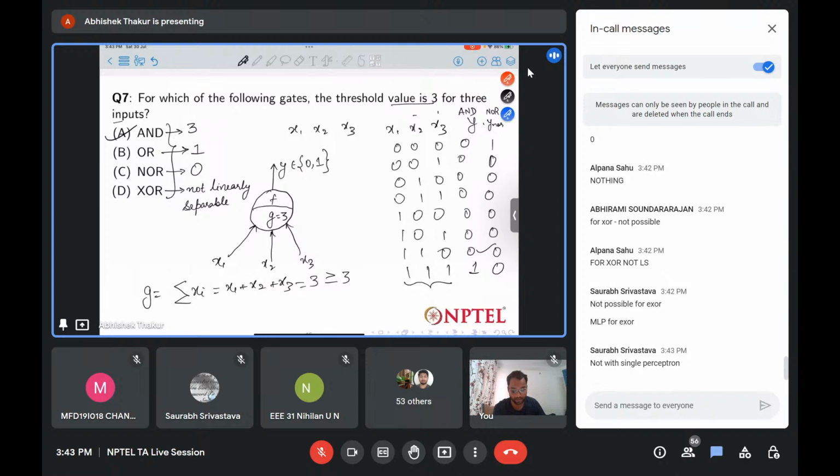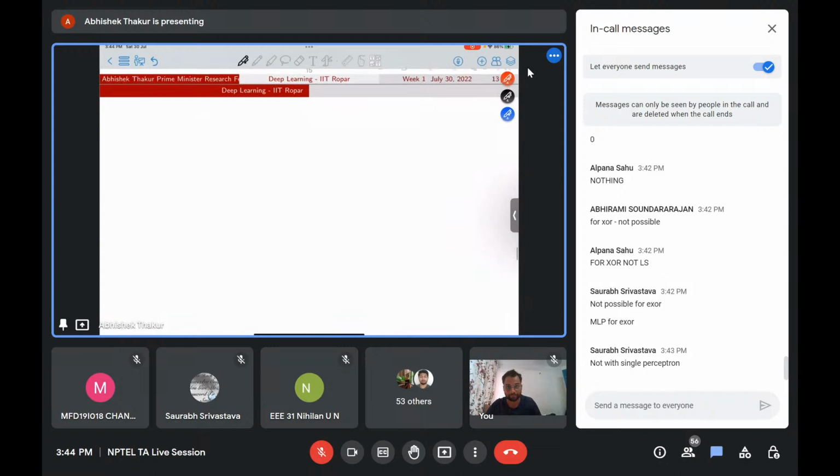So now we will see how XOR cannot be linearly separable. For these three we have seen, now we have the XOR gate. XOR gate output is, as we know, X1, X2 and output. Whenever input is 0, 0, output is 0. 0, 1, output is 1. 1, 0, output is 1. 1, 1, output is 0.